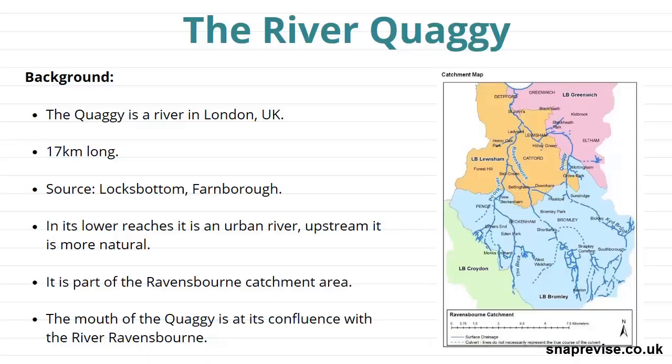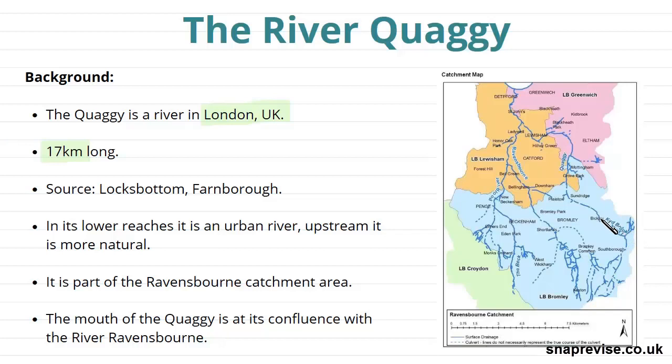The River Quaggy is a small river in London in the United Kingdom, and it's not as big as many of the main rivers that we know, such as the Thames, but it does actually flow towards the Thames and is essentially one of its smaller tributaries. The river is only 17 kilometres long, and on this map we can see the Thames would be up here at the top, but this is a smaller tributary.